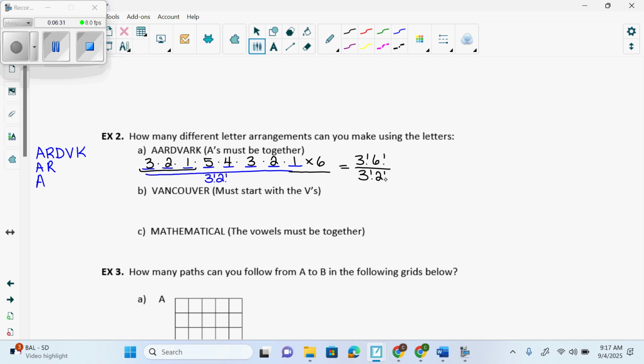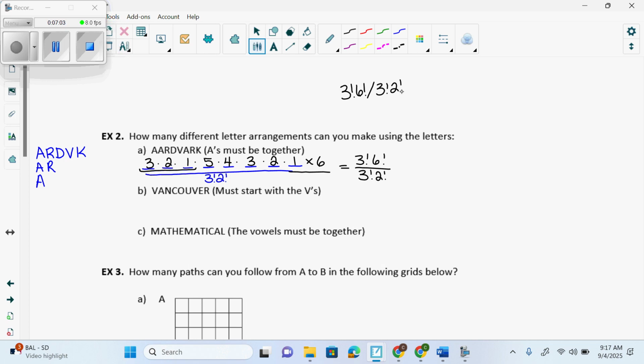So let's remember what our calculator always does. No matter what, our calculator will follow order of operations. Do we all agree? That is a no-go of any change. That is a guarantee on that calculator. It follows order of operations. So let's think about this when we're typing it in. If we go 3 factorial, 6 factorial, divided by 3 factorial, 2 factorial, order of operations is BEDMAS. So it's brackets, exponents, division, multiplication, whatever order they come in. Addition, subtraction, whatever order they come in.